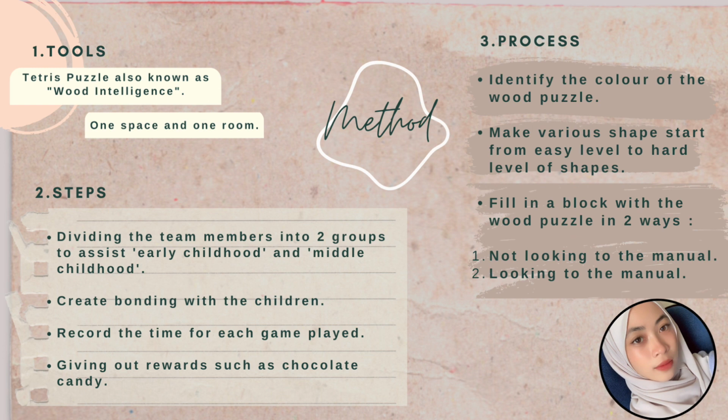For the second game, we make various shapes, starting from easy level to high level. There are many shapes written on the word puzzle manual. We ask the children to do 3 to 4 shapes out of the 10 shapes available.